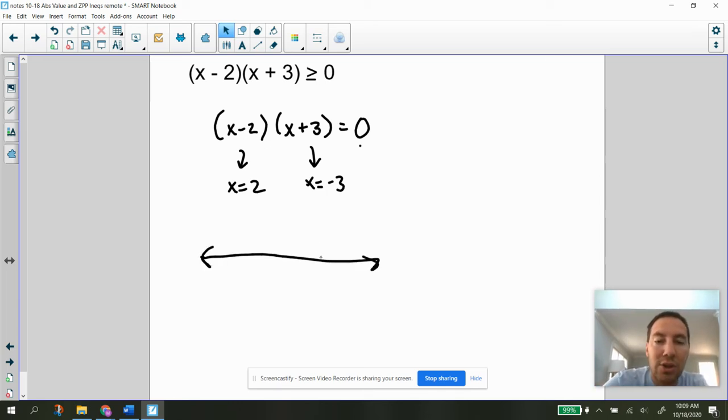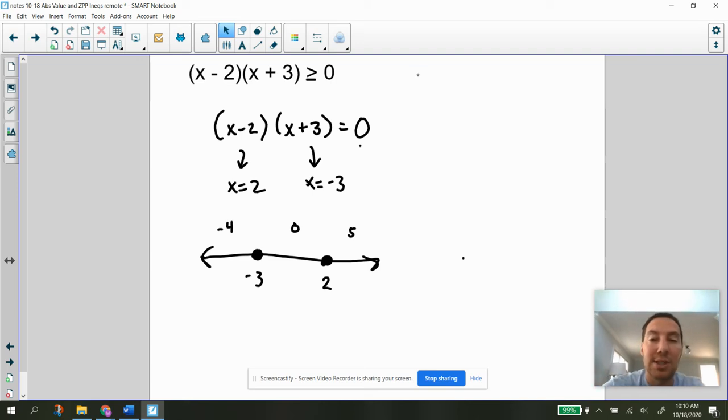And let's see, it's greater than or equal to, so I'm going to fill in my circle because this is going to be part of the solution. Same thing now. I'm going to pick some points that are not 2, not negative 3, but in between and on the outside. So let's try negative 4. Let's try 0. Let's try 5. And we're going to plug it in.